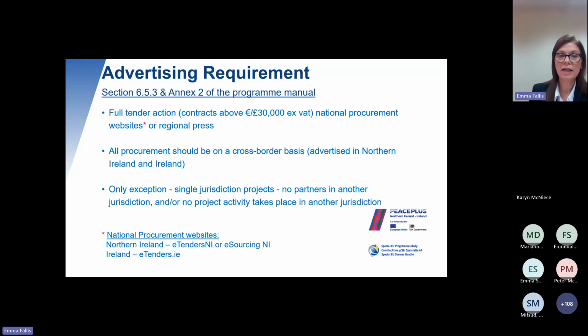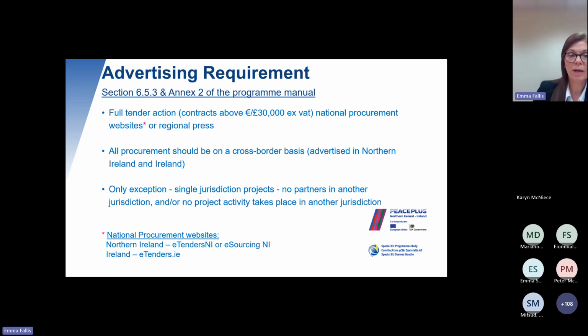So full tender action is required for contracts above £30,000 or euro. And that's where national procurement websites need to be used, or the regional press. All procurement should be on a cross-border basis, and that is advertising in Ireland and Northern Ireland. So you need to make sure that all projects are operating on a cross-border basis. The only exception to that is projects who operate on a single jurisdiction, and they are allowed to advertise their contracts just within their area.